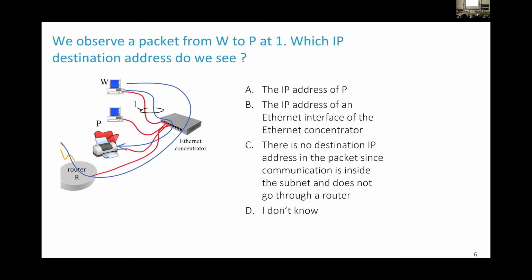In fact, in this case, if W sends a packet directly to P, what do you think will happen if we observe the packet at point 1, which is here on the wires between W and the Ethernet concentrator? That's the switch or the bridge. All those things are synonyms for us here. What will we see? What is the IP destination address that we will see in the packet here?